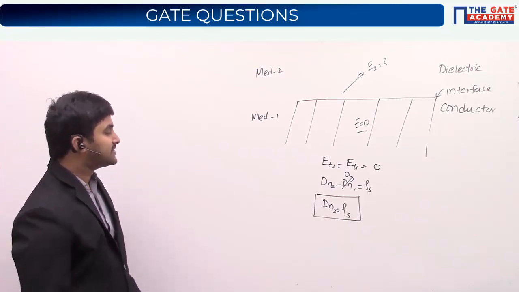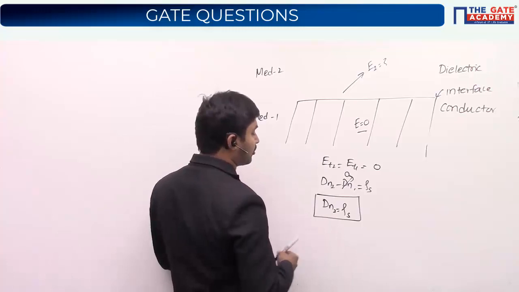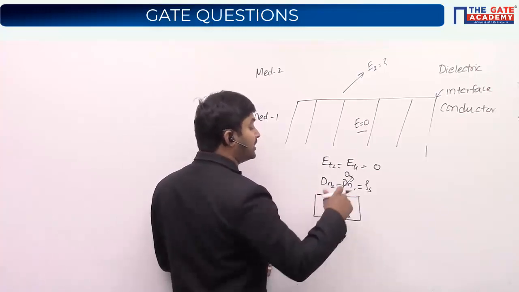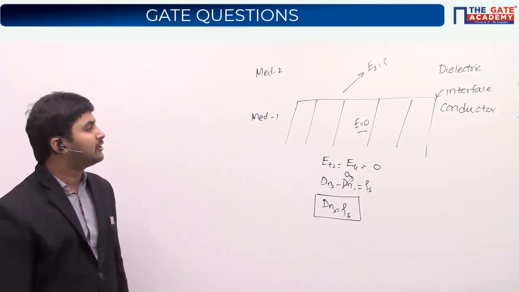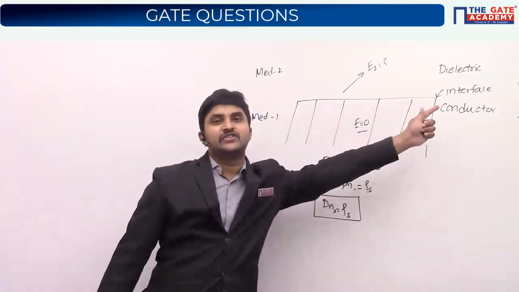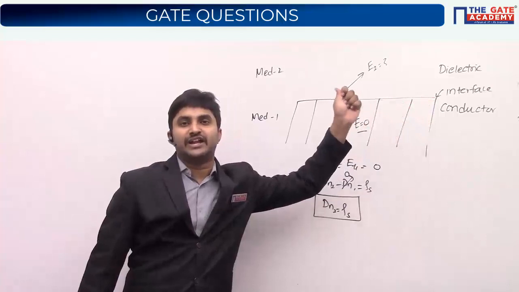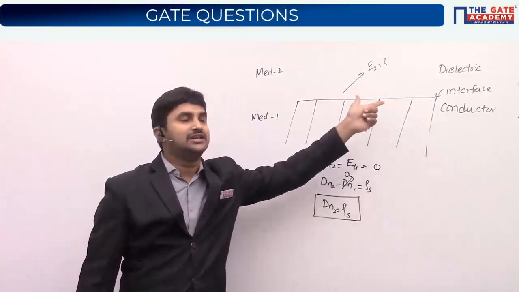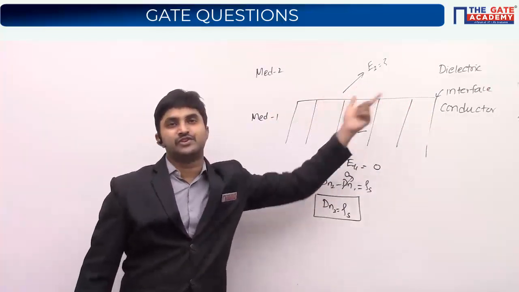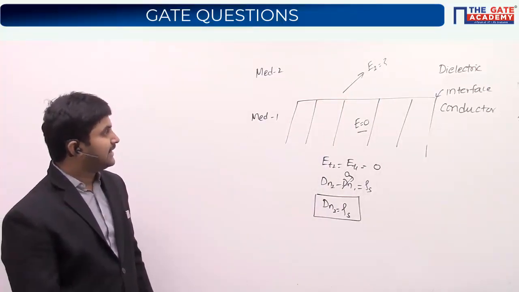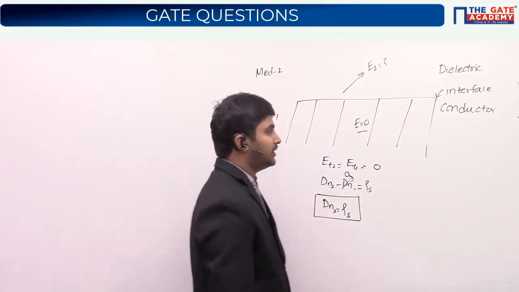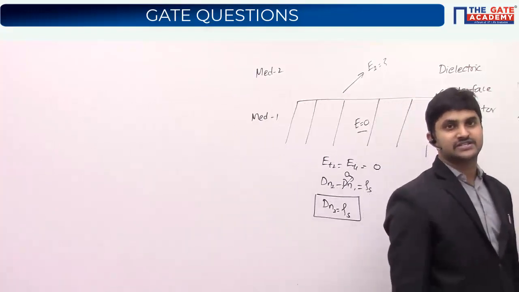Okay, so what happens is that you will be only having the normal component, and that normal component is also dependent on the interface which is charged. So if you consider the interface is not charged, then even there it's going to be equal to 0. Right? So this is in the case of a dielectric conductor interface.